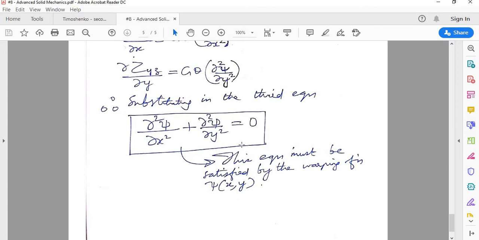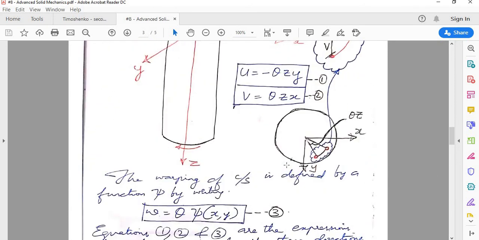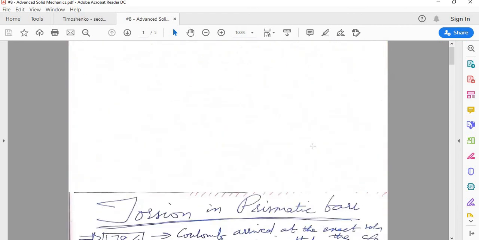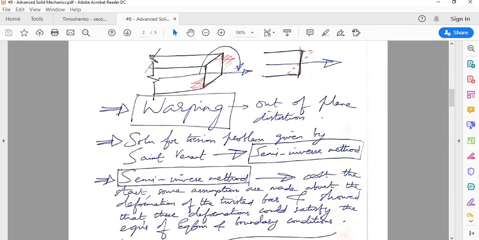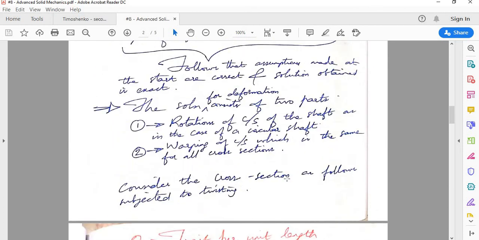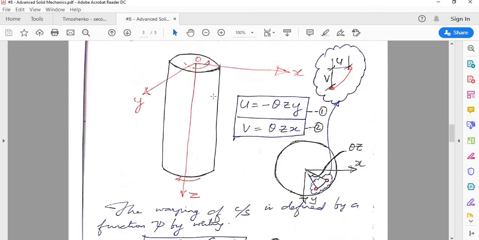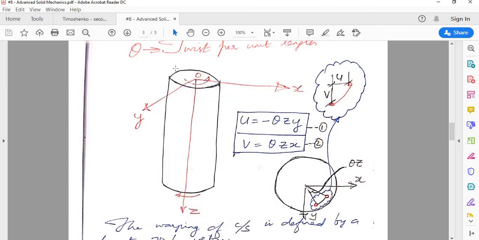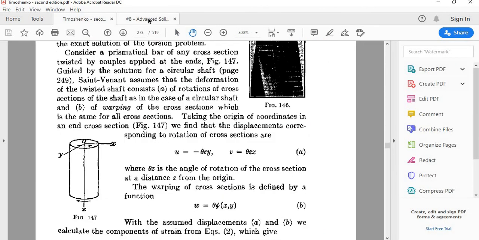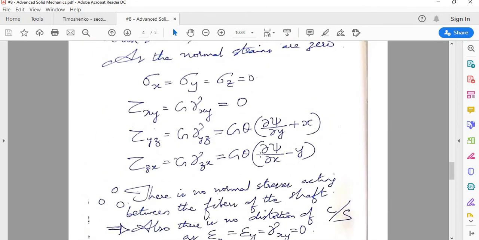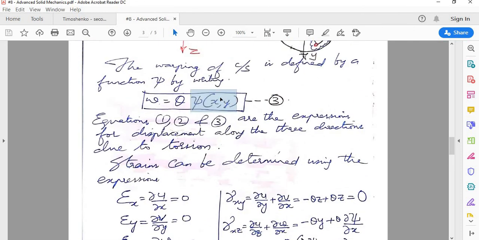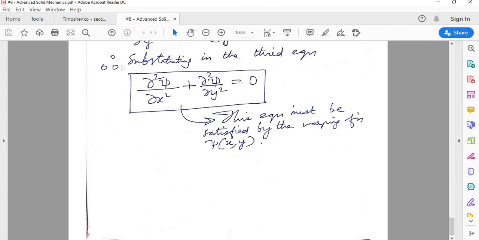Further synthesis of this and things like that we will cover in the next lecture. This lecture was basically a very simple lecture. We went through the introduction of torsion, we discussed the semi-inverse method, and we considered a general cross section like this. Again, don't confuse, it's not a circular cross section; I drew a circular cross section just for simplicity, just like what is drawn here. Finally we arrived at the result that this warping function should satisfy this particular equation.